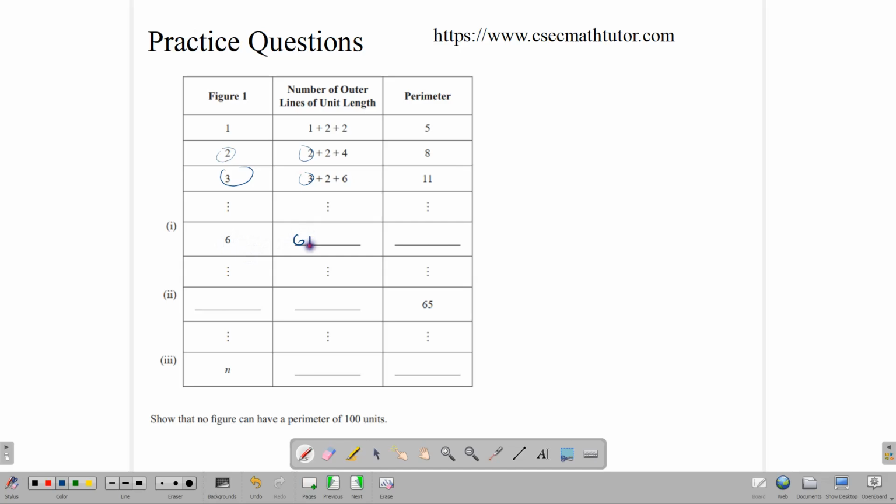So 6 plus 2 plus, what's happening here? This number is being doubled. 1, 2, 2, 4, 3, 6. So this number is being doubled. So this number would be 12. And you could work that out and get your answer. 12 plus 6 is 18 plus 2. That's 20. Now we take a skip there and we move on.